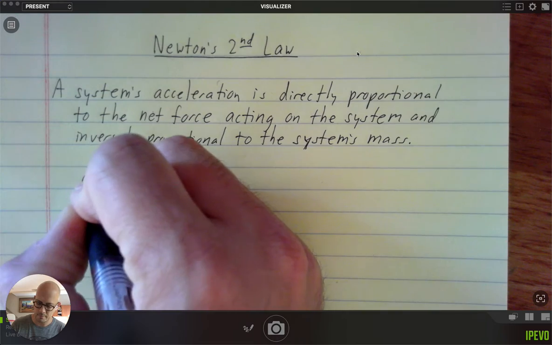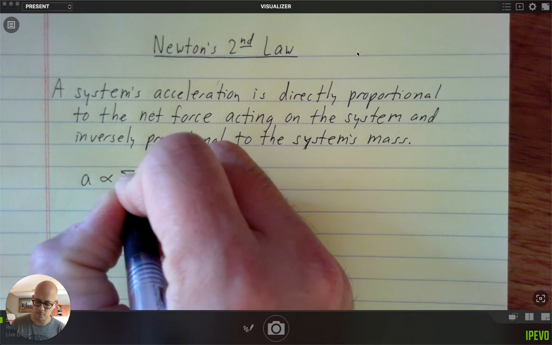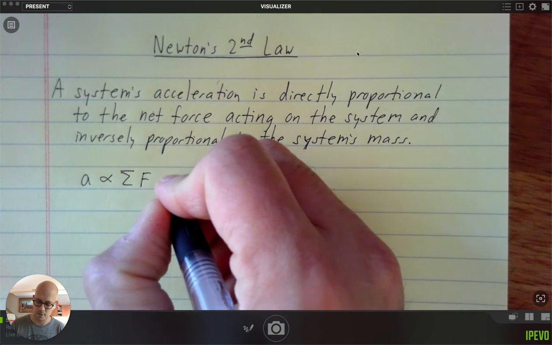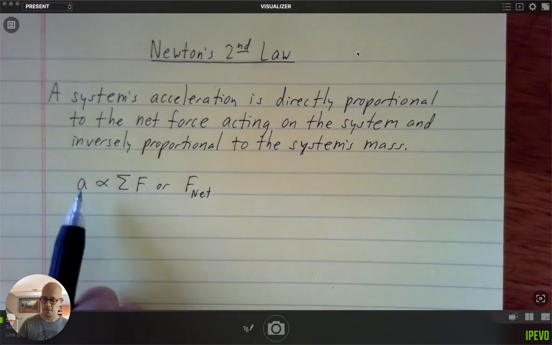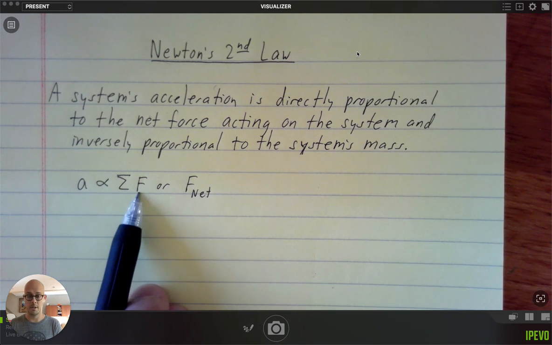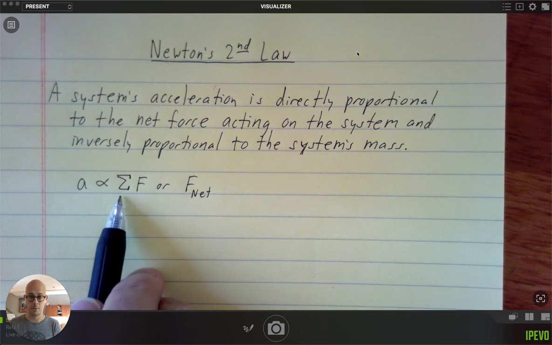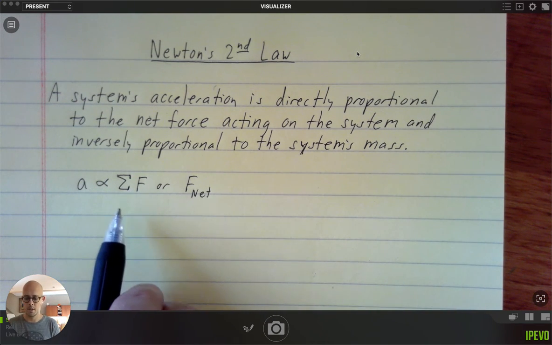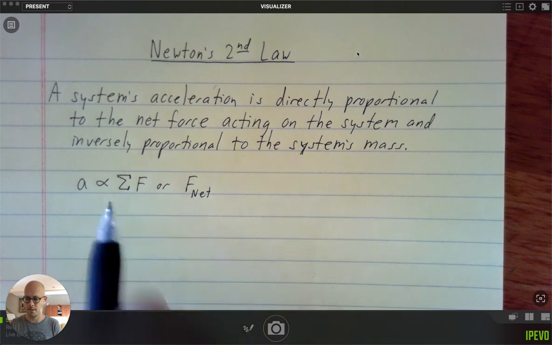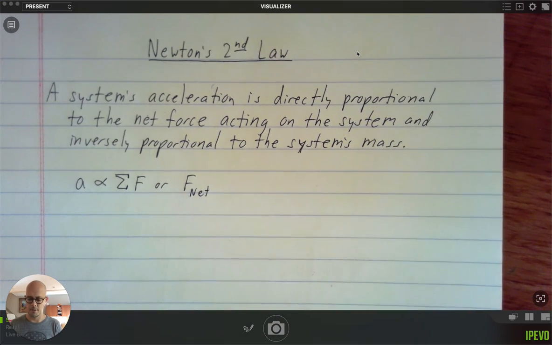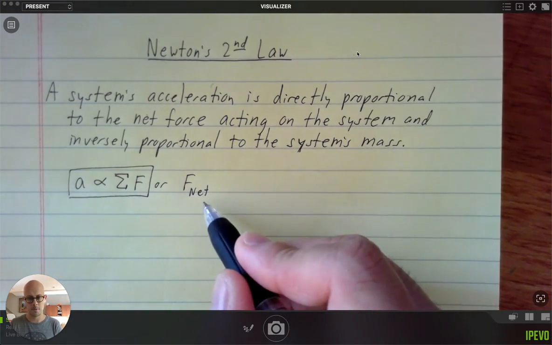So acceleration is proportional to the net force acting on the system. So the net force is given by one of two symbols. I always use the first one because I like it better. But acceleration is directly proportional to the net force. Now this letter here, usually it's written like that, is the Greek letter sigma, and it means the sum of the forces. And so the acceleration is equal to the sum of the forces. That's kind of embedded into this lesson today, which can also be written as F sub net.